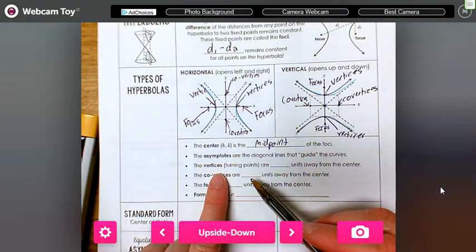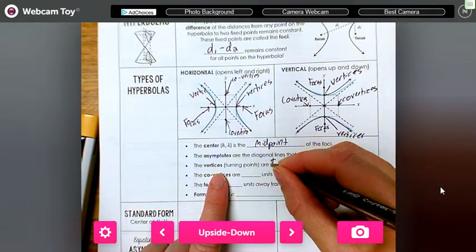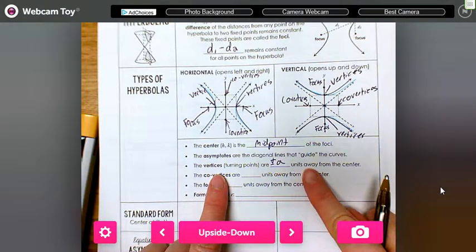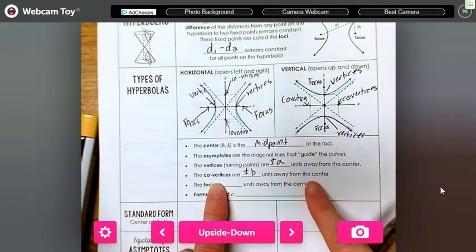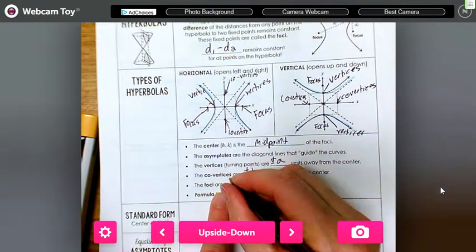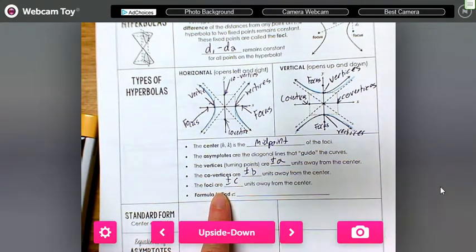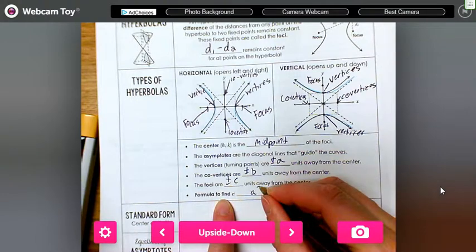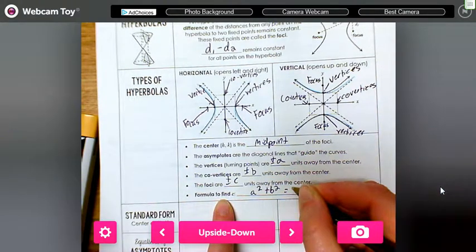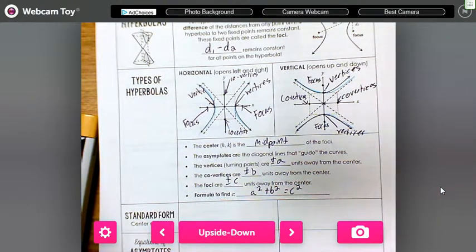The vertices or turning points are positive or negative a units away from the center, and the co-vertices are positive or negative b units away from the center, where the focus points are positive or negative c from the center. The formula to find c is a squared plus b squared equals c squared. Yep, just like the Pythagorean theorem.